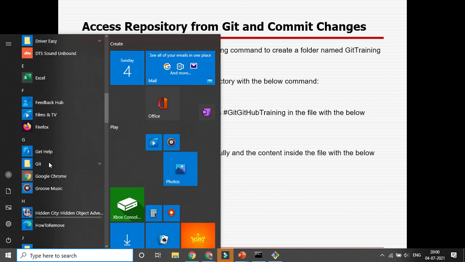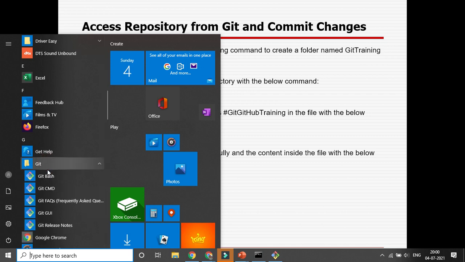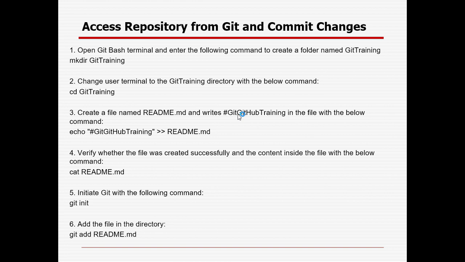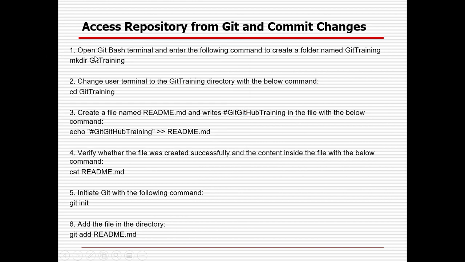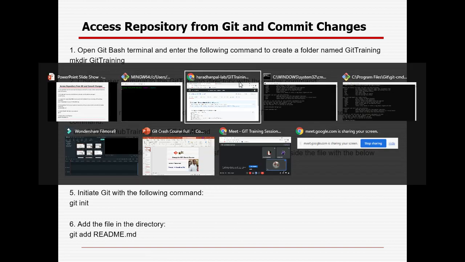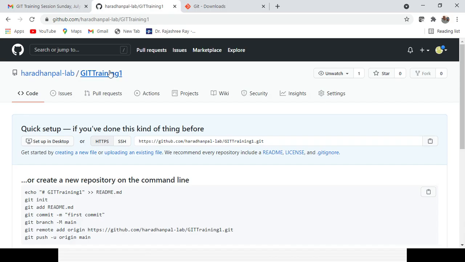Okay, there will be a Git folder available. If you expand it, there will be Git Bash. Everything I will try to drive from the Git Bash. After opening Git Bash, I will create a directory, a folder. Open the Git Bash terminal and enter the following command to create a folder. The same folder name I can create, whatever the repository name, git training 1.